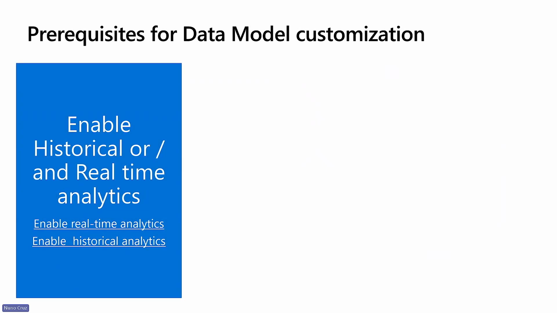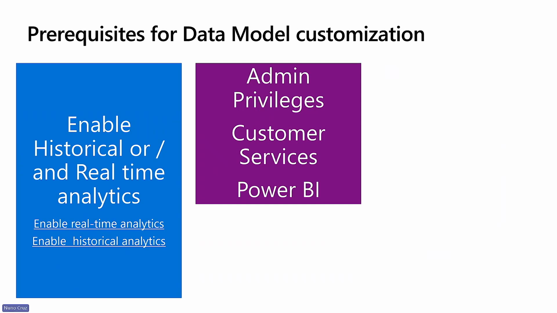Historical and real-time analytics must be enabled. What this means is you must enable, once and individually, the real-time and historical analytics, meaning that you can choose to use both kinds of analytics or just one. Admin privilege over the Customer Service app and Power BI is required.